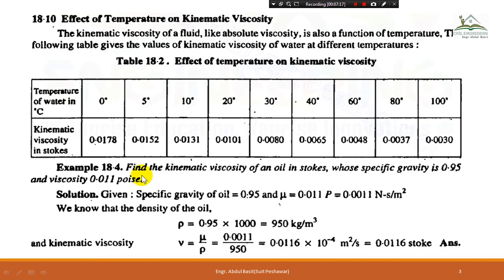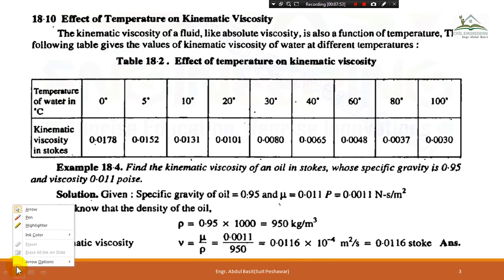Okay, so coming to the numerical directly: find the kinematic viscosity of an oil in stokes, whose specific gravity is 0.95 and viscosity is 0.011 poise. So this is the specific gravity given over here, and for kinematic viscosity we need to find out mu and density. As we are given the specific gravity, from specific gravity we can find out the density of that particular fluid. So this is an oil.